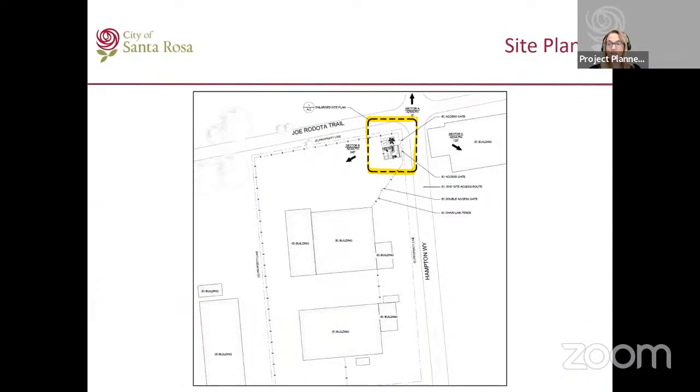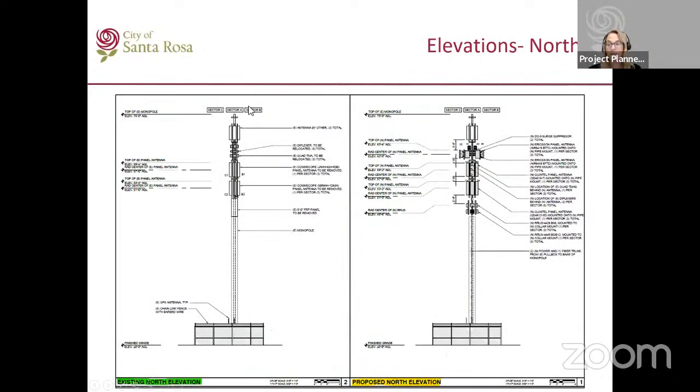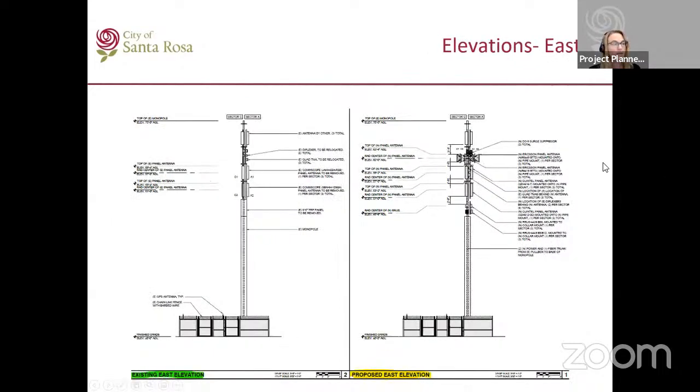This is a site plan showing the telecommunications area on the parcel, outlined in yellow. This is an elevation sheet, somewhat similar to the photo simulations I showed earlier, but this has plan information and more specifics. On the left is the existing monopole. On the right is the proposed project with the additional antennas. And again, this is another elevation taken from the east with the existing conditions on the left and proposed conditions on the right.